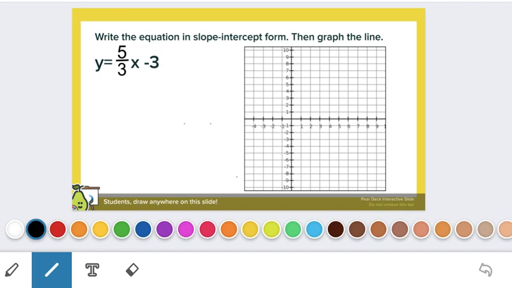Pause me. Give this one a try. I'm going to do it. It's already in the form y equals mx plus b. So I'm pretty close here. I can see that I have my slope over here.